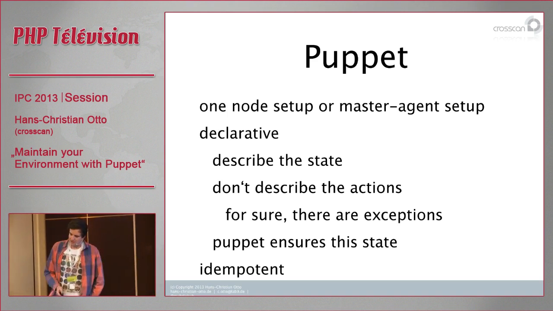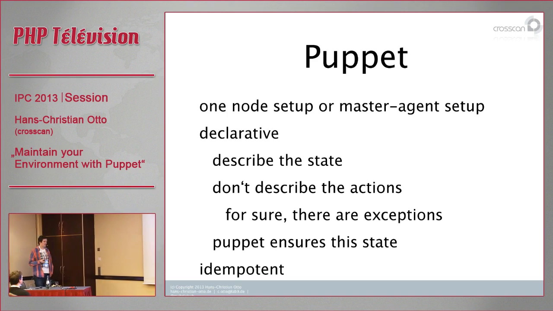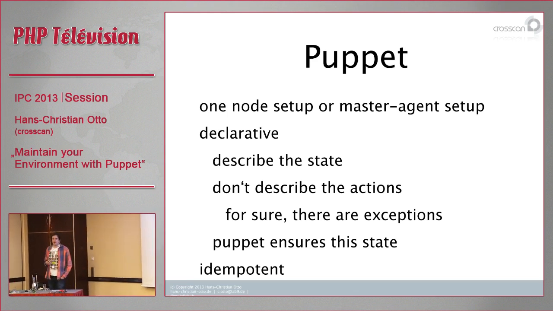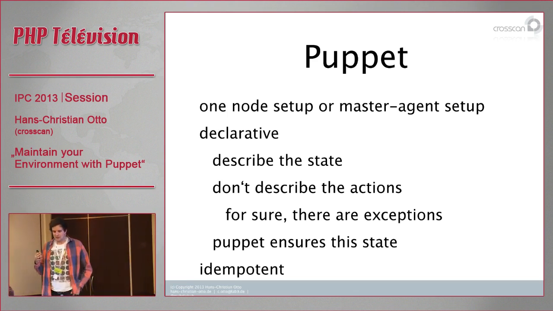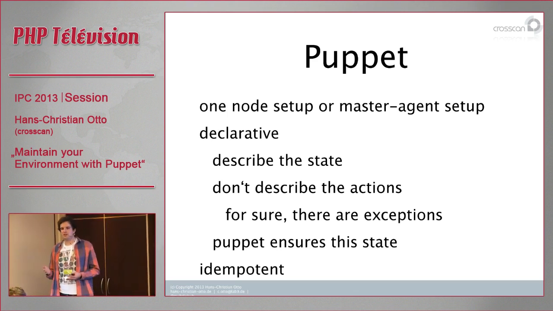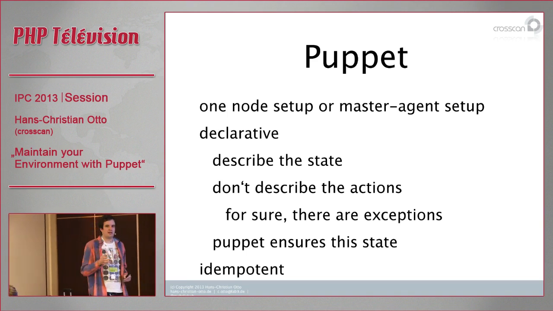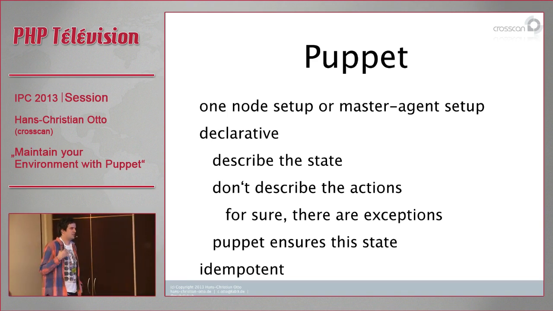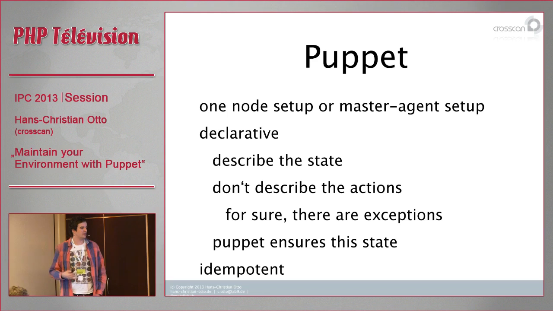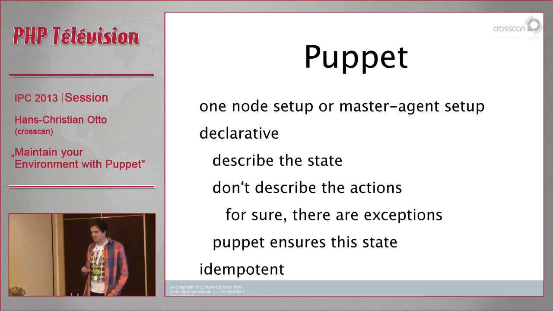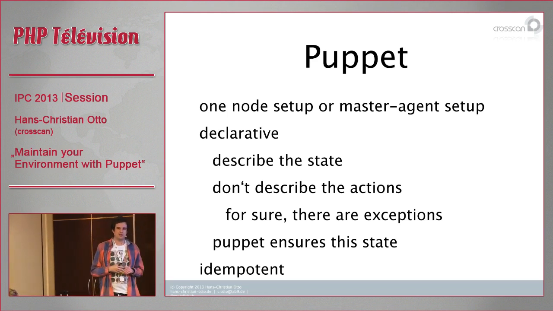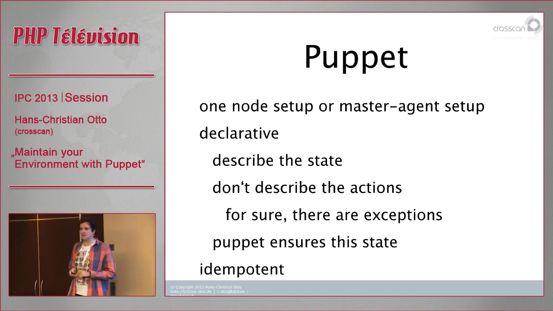One important thing about Puppet is that if you write Puppet manifests, you write them in a declarative way, compared to imperative. So you don't say apt-get install Apache, but instead you say there should be an Apache installed. So you describe the state that should be achieved, and you don't describe how to achieve that state. For sure, there are some exceptions where you have to describe the actions, but most of the time this is true. And Puppet's job is to ensure that this state is the current state of a node. So this is what Puppet basically does.